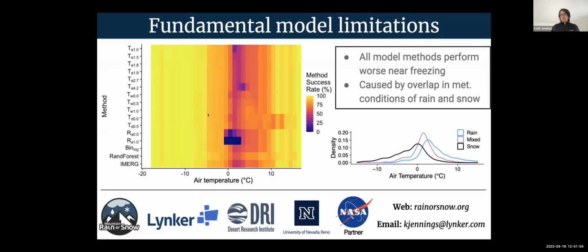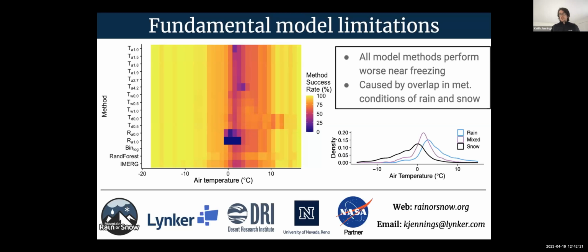And what we've found through the past few years of this project is that there are fundamental hydrologic model limitations. As I noted, we often use model methods to partition precipitation into rain and snow. I don't want you to hurt your eyes looking at all the labels on the y-axis on the plot on the left. But what I want to draw your attention to is the method success rate. Wherever you see yellow, that's good. We're accurately predicting rain or snow. Wherever you see the darker colors, the purples, the dark blues, that's where we're doing a bad job.